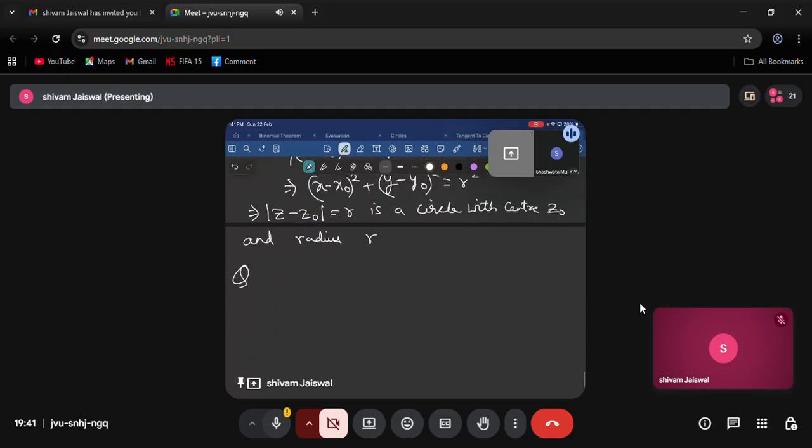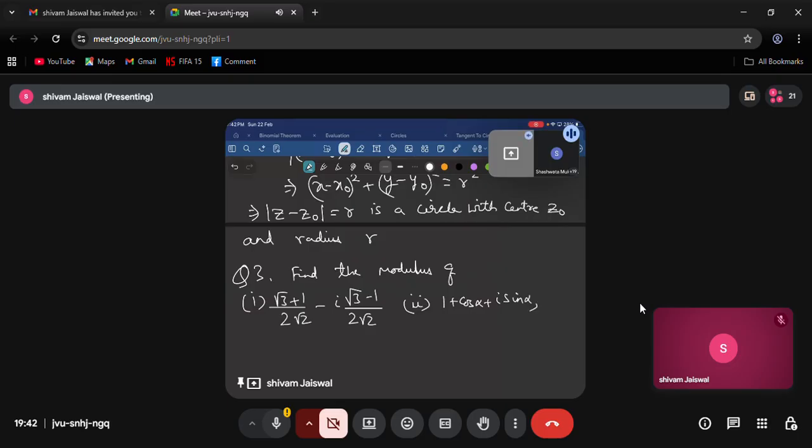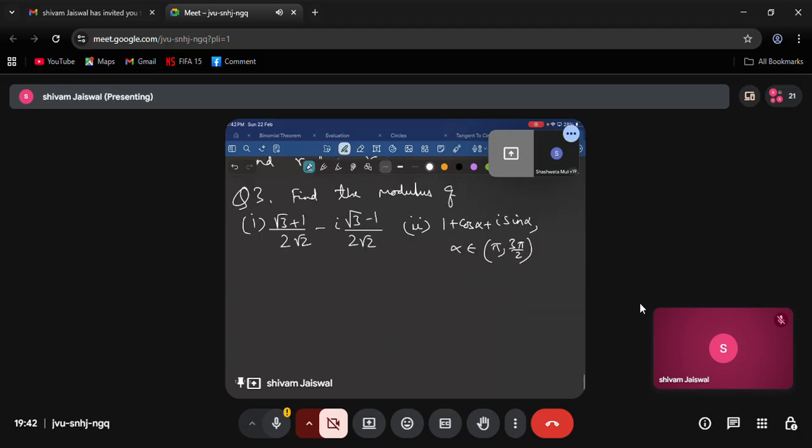Question number 3. Find the modulus of: part 1, root 3 plus 1 by 2 root 2 minus iota into root 3 minus 1 by 2 root 2; part 2, 1 plus cos alpha plus iota sin alpha, where alpha belongs to pi comma 3 pi by 2.